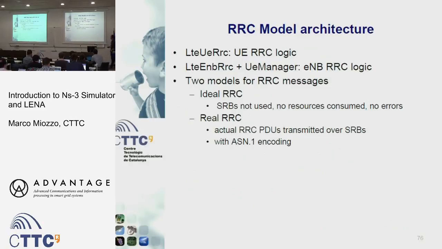So the RRC model architecture: RRC is divided into an RRC logic at the UE side that contains the UE RRC logic, while in the eNodeB, it has an eNodeB RRC and a UE manager for managing the RRC logic on a per-UE basis. So we have two different types of RRC logic. One is ideal, in which there are no resources consumed. The messages are exchanged through an ideal channel. And the real RRC has the actual LTE encoding, so you can use one HARQ for checking what is happening. The ideal one is used usually for testing purposes, specific scenarios in which you don't want to have problems on the control channel. You would like to have a specific reliable configuration.